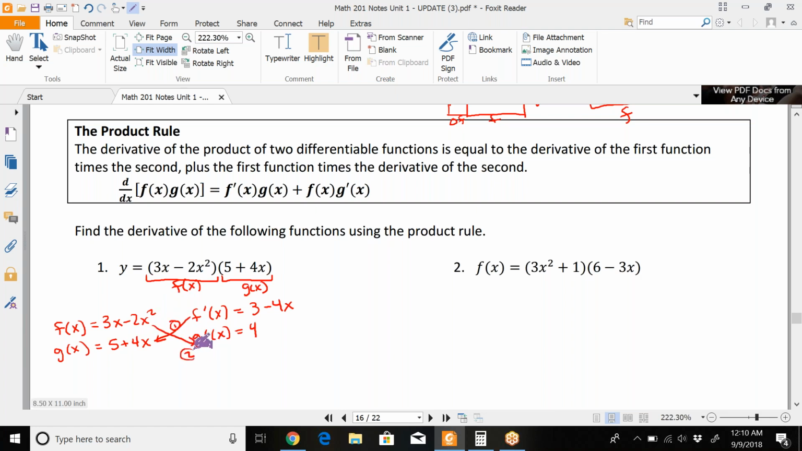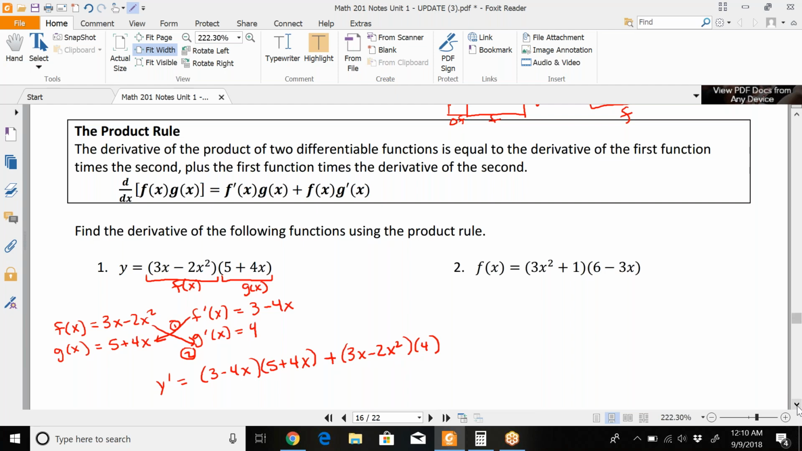Okay? So you're kind of going from top to bottom, and you start from the top right down to the left. So we're doing f prime, so look up here, here's our formula. The derivative of y is f prime, which is 3 minus 4x, times g of x, which is 5 plus 4x, plus, because that's the separation between our formula, and then f of x is 3x minus 2x squared. And g prime of x is 4.